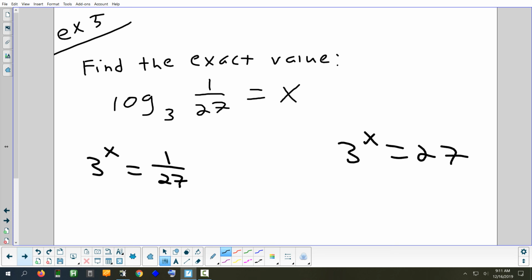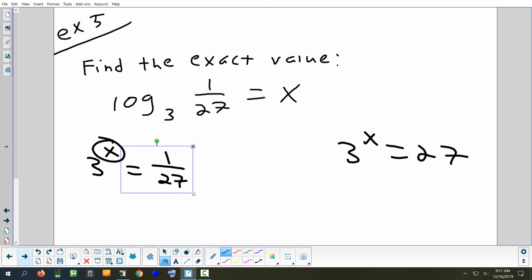Look at the one on the right first. 3 to what power would give you 27? Yep, 3 to the third power. 3 times 3 times 3 is 27. Now, this isn't 27. We don't want 27. We want 1 over 27.